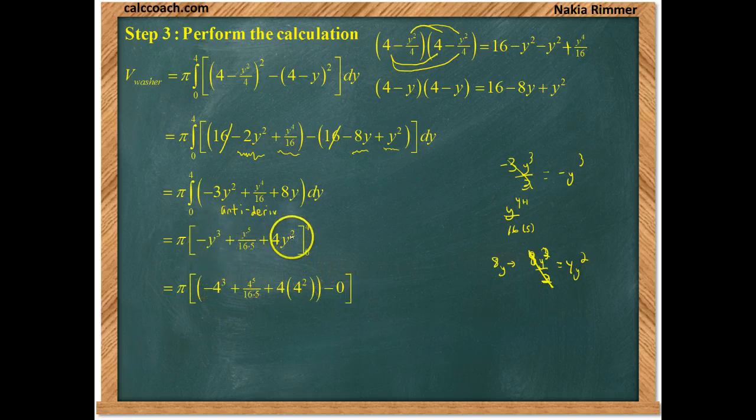And watch what happens with the 4's. We have this minus 4 cubed. The 4 gets cubed first, and then there's a negative. But then on the last term, we have 4 times 4 squared. And so that's a negative 64 and a positive 64. Those two cancel each other out. Now we need just this.